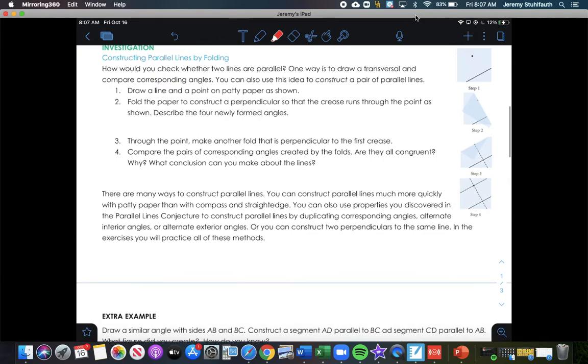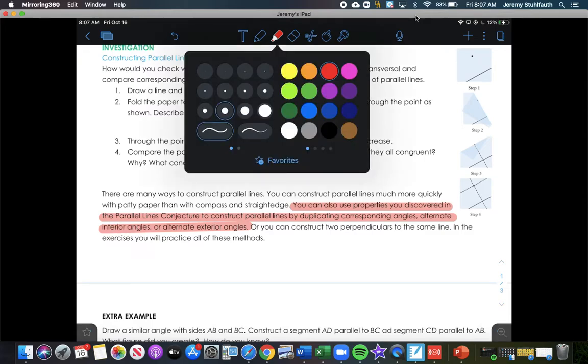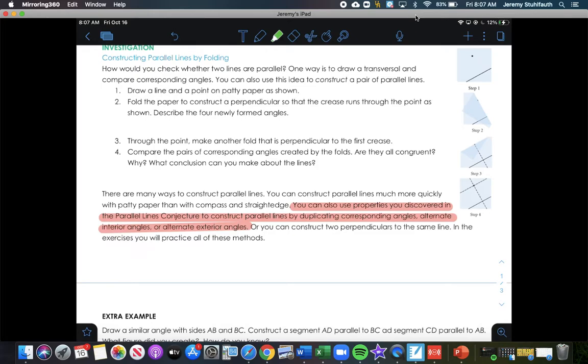When we are using a compass to construct parallel lines, we're going to use the properties we discovered in the parallel lines conjecture to construct parallel lines by duplicating corresponding angles, alternate interior angles, or alternate exterior angles. We're going to use that method, and then in your homework you're also going to use the method where you construct two perpendiculars to the same line to create a set of parallel lines.